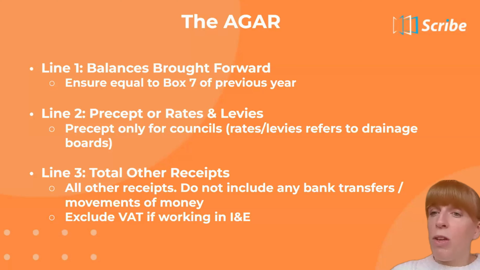Line 3, total other receipts. So any other income that you've had that isn't the precept. No bank transfers, obviously. If you're moving money between your different bank accounts, that's just internal transfers of money, so you don't want to inflate your figures. So anything where you've done that, so ins and outs, exclude that on both sides.